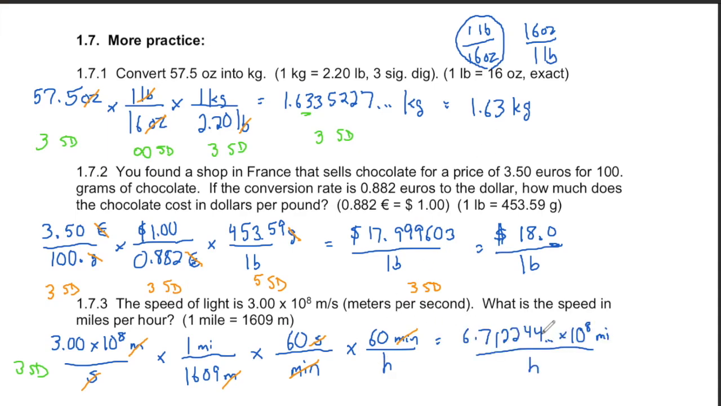So my calculator gives me a lot of digits. This time I just kept the 10 to the 8th because the rest of this comes out to a term with the decimal point in the correct place. And then our significant digits, we have 3, 4, and then infinite. So we should go to 3. So this makes 6.71 times 10 to the 8th miles per hour.